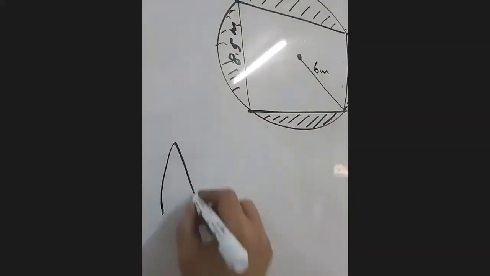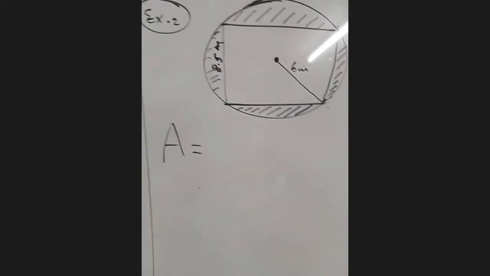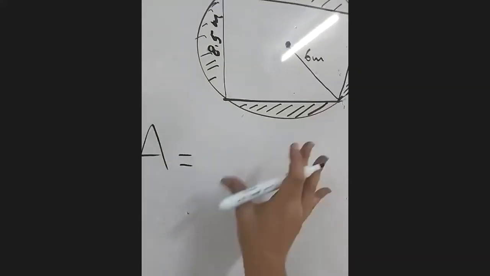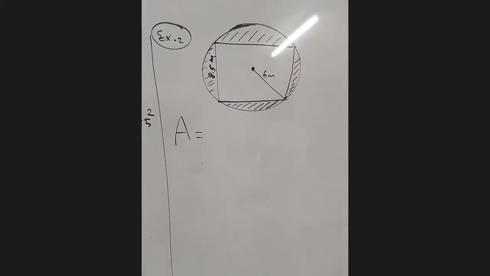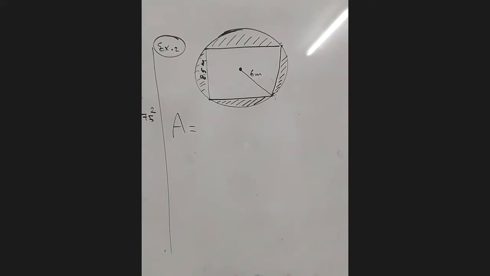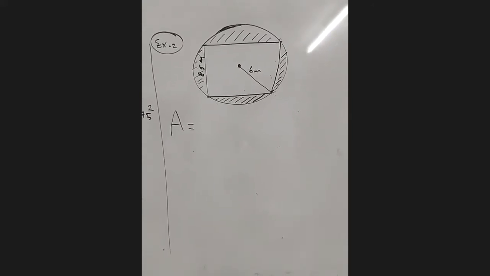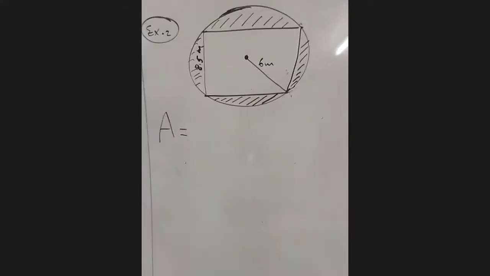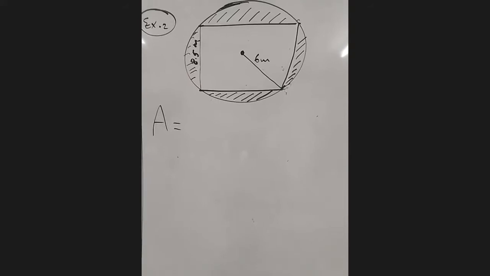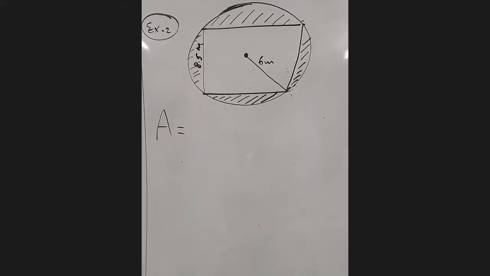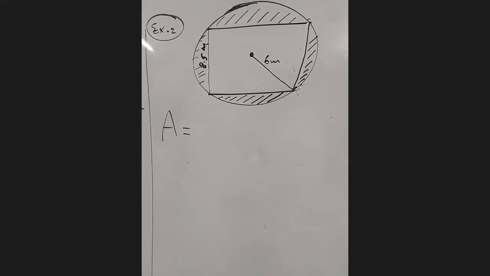Now I want the shaded area, the area between the circle and the square. I will call it big A. So what I will write here, tell me, what's the strategy here? In general, we find the area of the circle, then we find the area of the square, then subtract them.